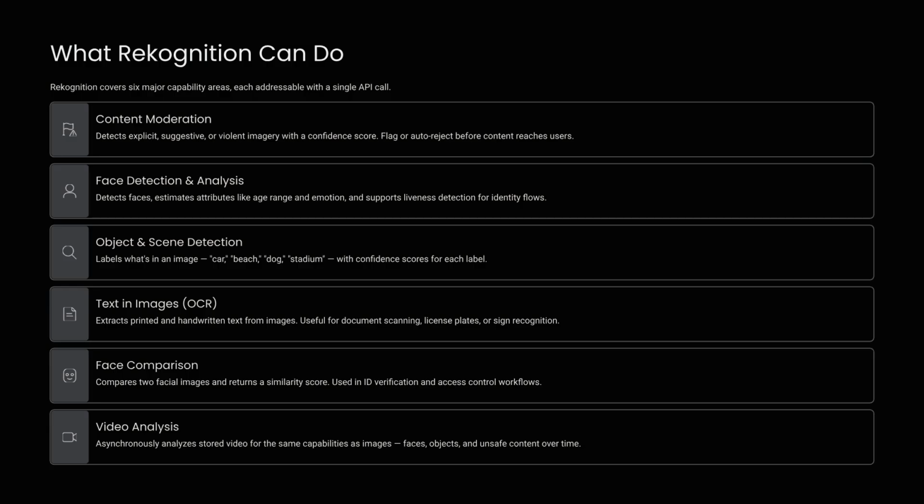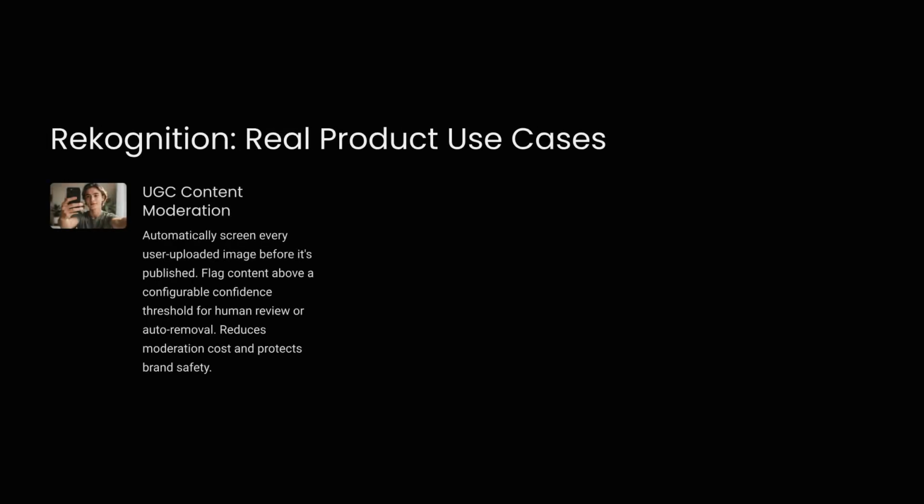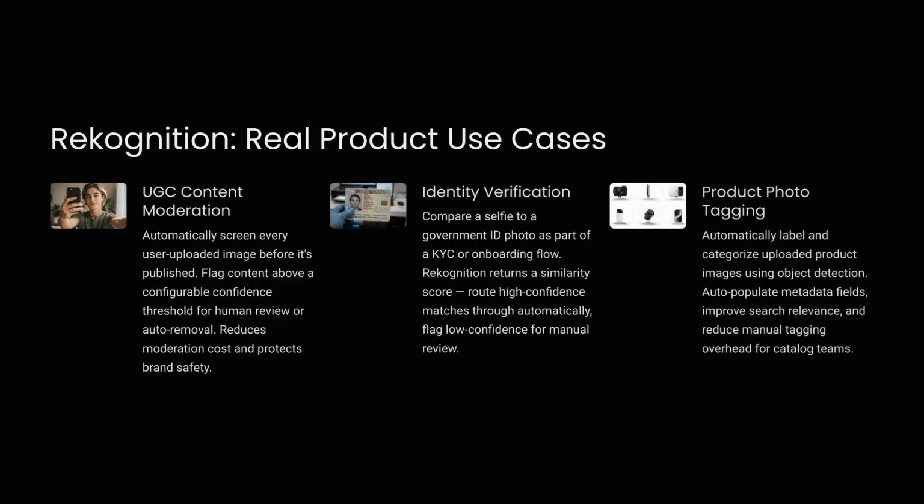Rekognition offers 6 major capabilities via a single API call, including content moderation, face detection and analysis, and object and scene detection. It also handles text and images, face comparison, and video analysis asynchronously. Real product use cases for Rekognition include UGC content moderation to flag or auto-reject explicit imagery. Identity verification compares selfies to ID photos, and product photo tagging automatically labels and categorizes images.